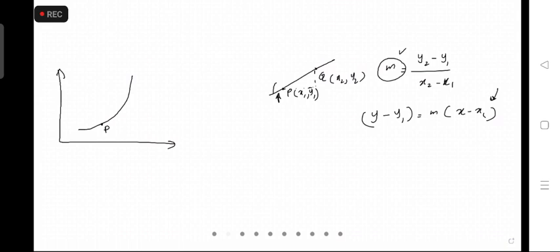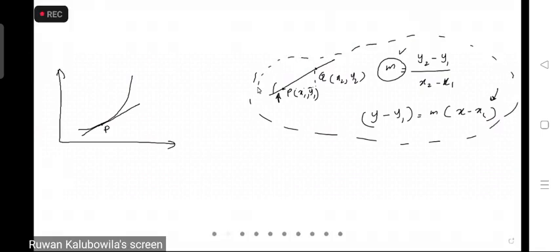Sorry for the trouble. Now your problem is you need to find the equation for the tangent line at the point P to this curve. If you need to find the equation for a straight line, this is the normal procedure you have to follow, for your knowledge.